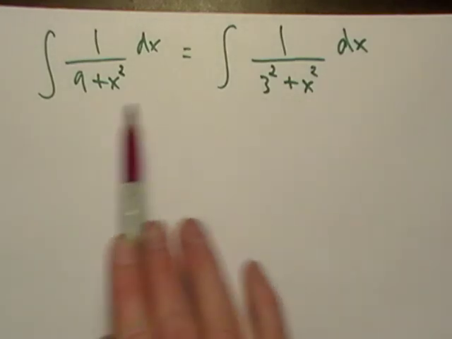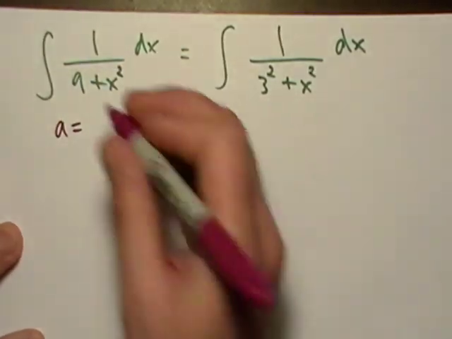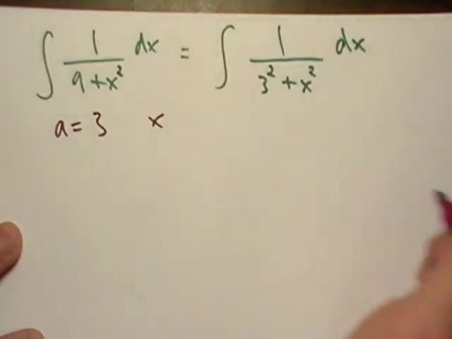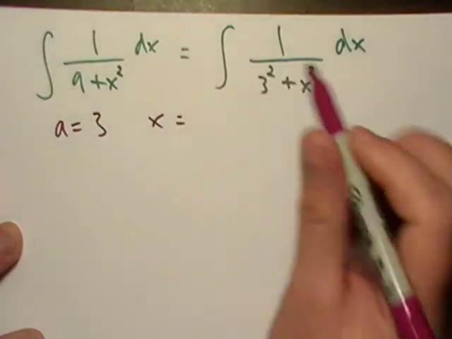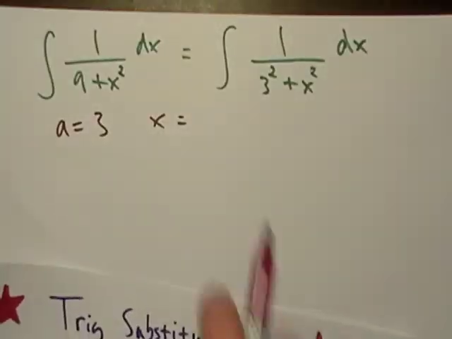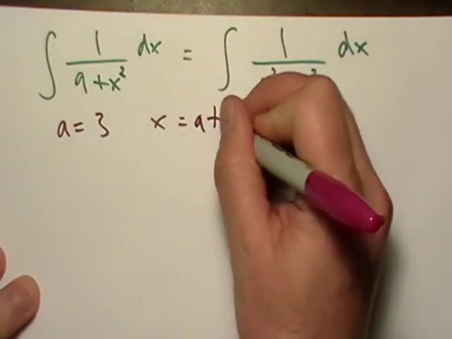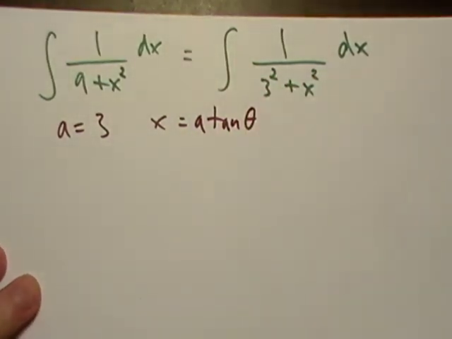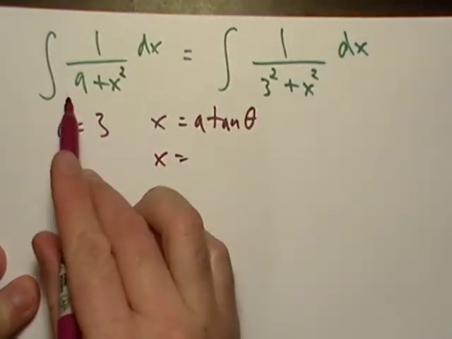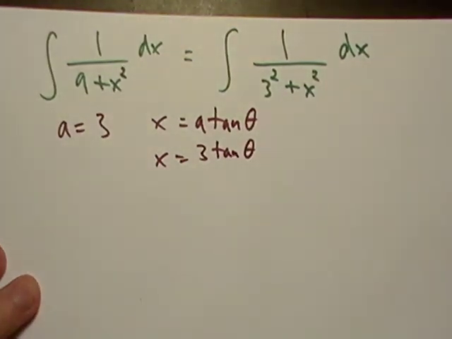So we have to figure out which trig substitution we're going to use. It looks like, in this case, a is equal to 3, and x is just equal to x, but we'll get to that, okay? So we have our a squared plus x squared situation. So a plus gives us that tangent, okay? So x is going to be equal to a tangent theta. But in this case, a is 3, isn't it? So it's going to be 3 tangent theta.